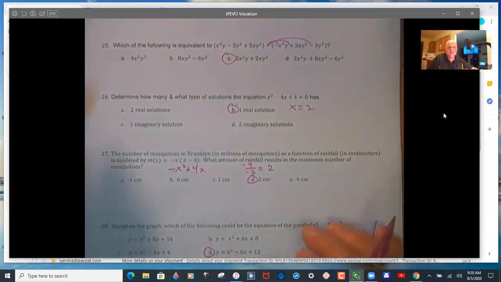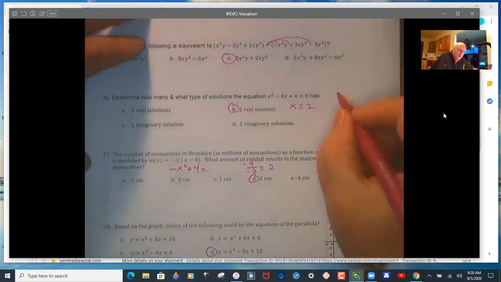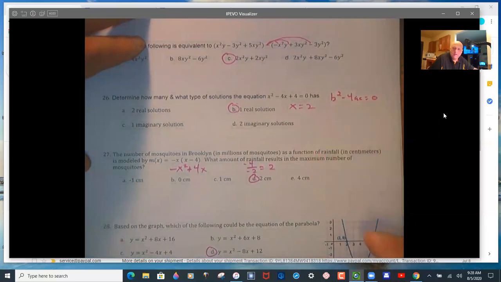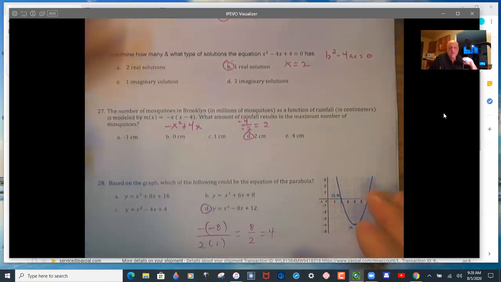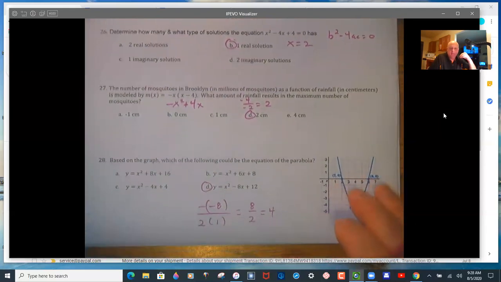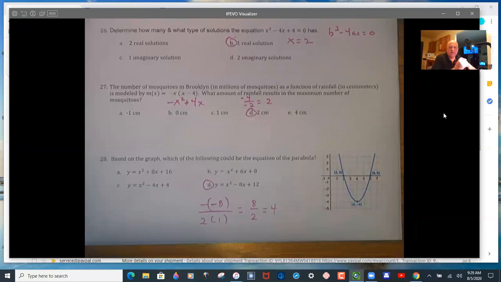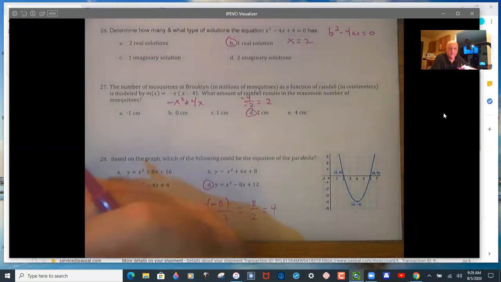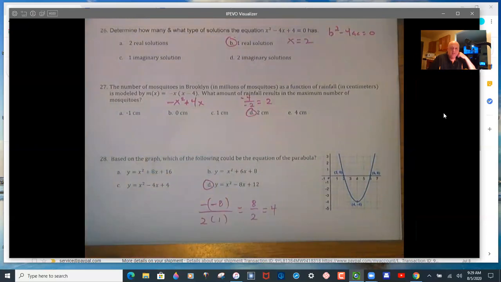Determine how many and what type. So the b squared minus 4ac is 0 here, meaning that there's one real solution, and that's where the vertex sits on the x-axis. If you look at that template of notes that I gave you for the very first quiz, it's where the x-intercept is the vertex point.